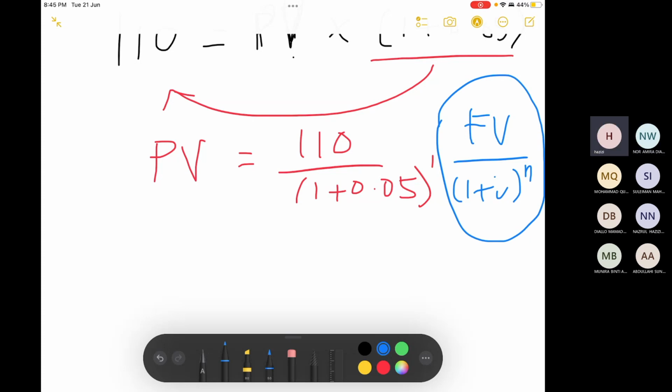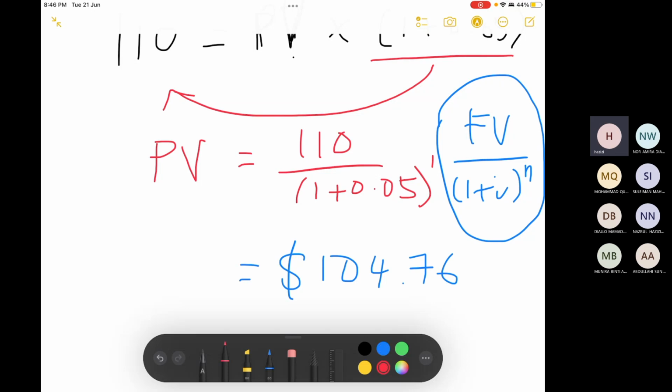So you can use your calculator quickly. Make sure you have a calculator during your exam. So how much do you get? Anyone? 110 divided by 1 plus 0.05. It's 104.76, right? So you realize that this is what you got.